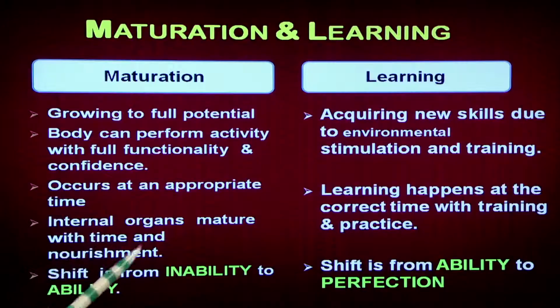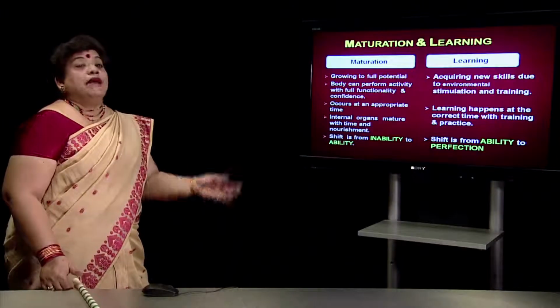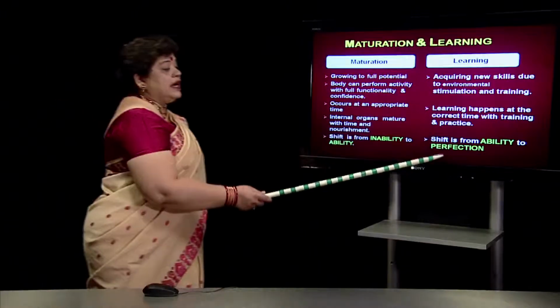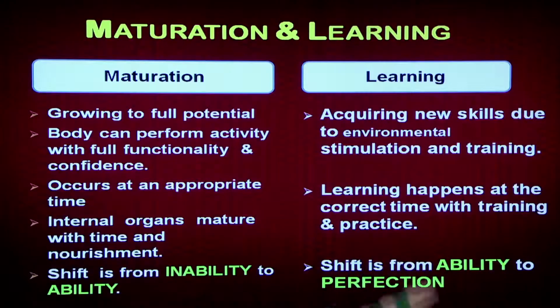Internal organs mature with time and nourishment. The shift is from inability to ability. When we say maturation, the child who was unable to do becomes able to do a particular skill or activity. But with learning, ability turns to perfection.